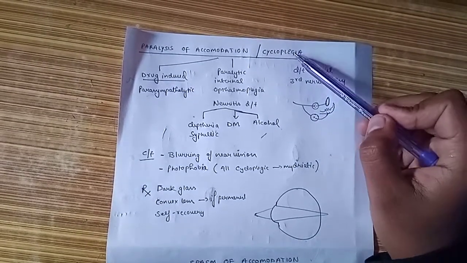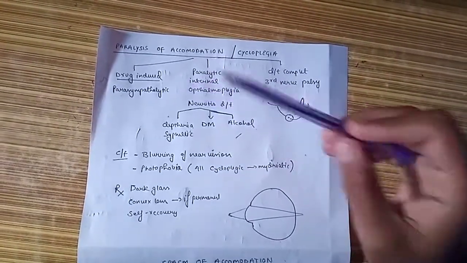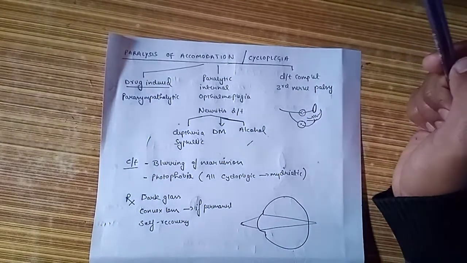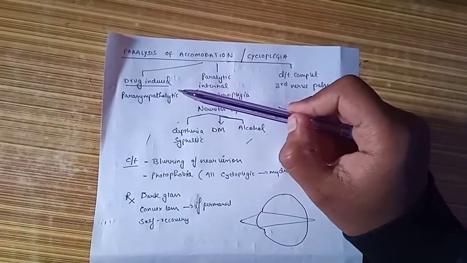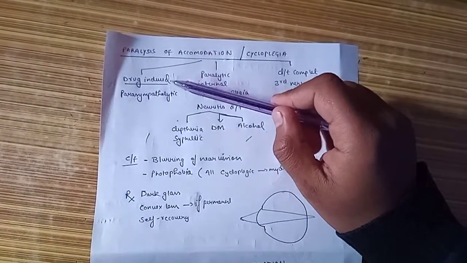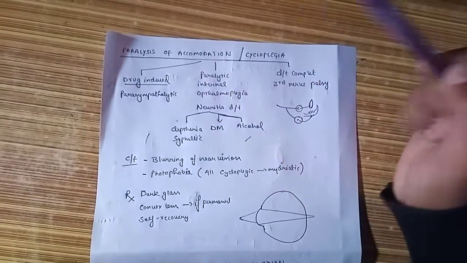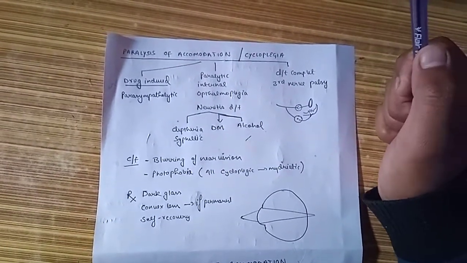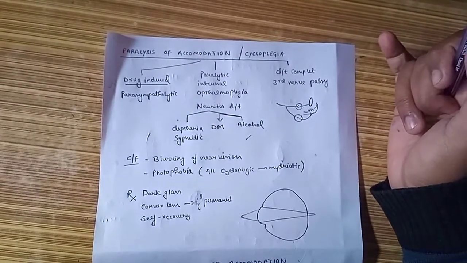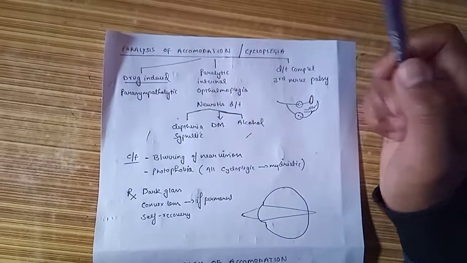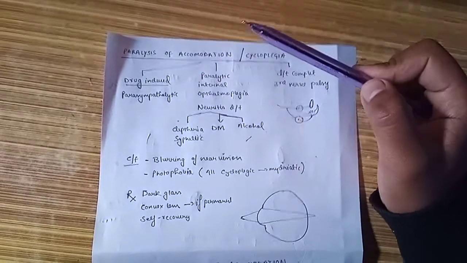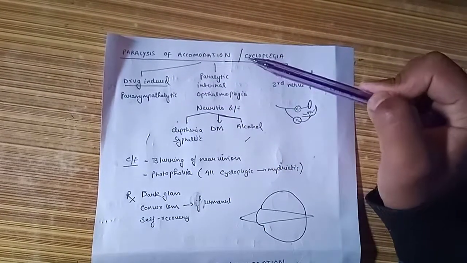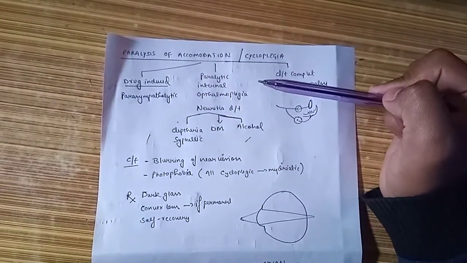So the cycloplegia is not only drug induced, which we use generally during the darkroom procedures. This drug induced cycloplegia is because of parasympatholytic drugs like atropine, homatropine, cyclopentolate. These are anti-muscarinic drugs and block the muscarinic receptor, leading to the relaxation of the ciliary muscle and finally the cycloplegia.